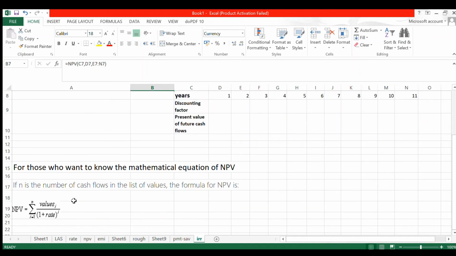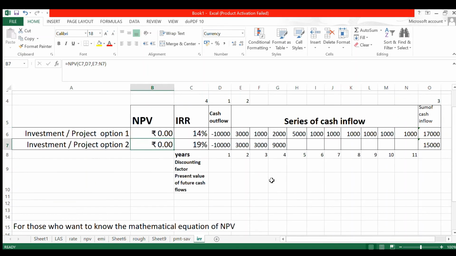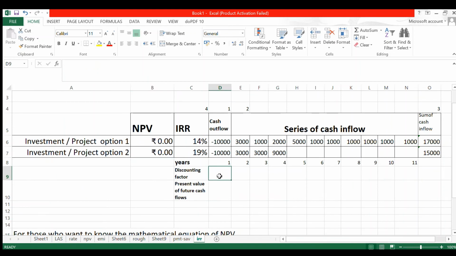So those who are interested and who want to know the mathematical equation of NPV: if n is the number of cash flows in the list of values, the formula for NPV is the sum over j equal to 1 to n of the value at the jth year divided by 1 plus rate, the whole raised to the jth year. So 1 divided by 1 plus rate, the whole raised to j, is nothing but the discounting factor. So every year we must compute the discounting factor.